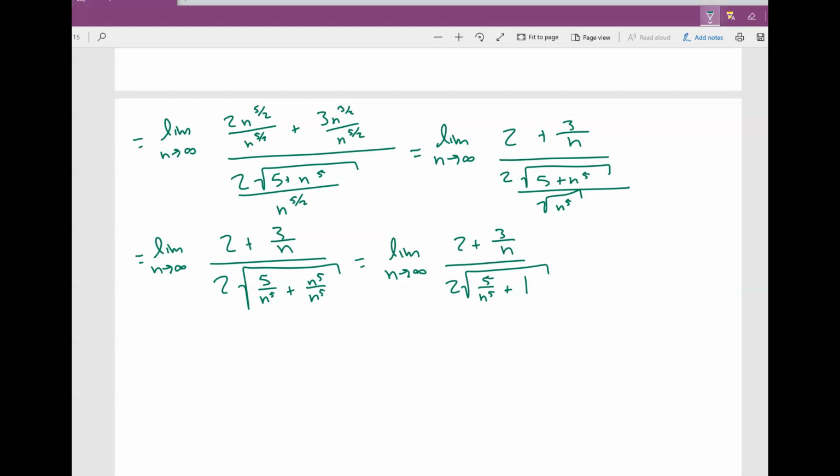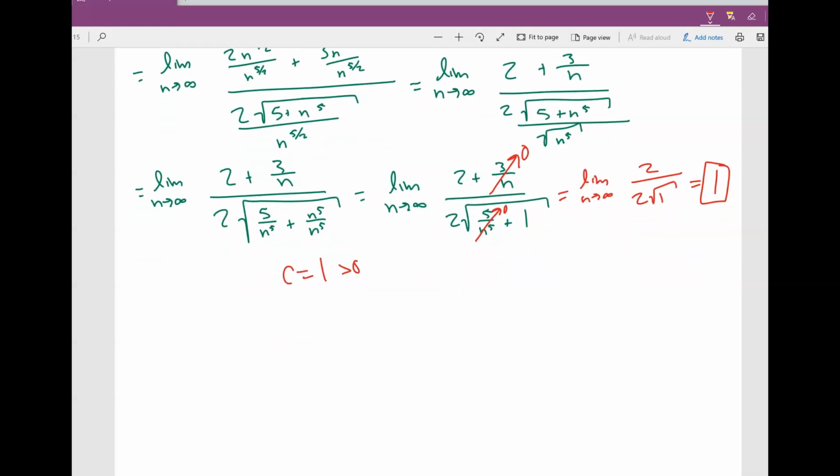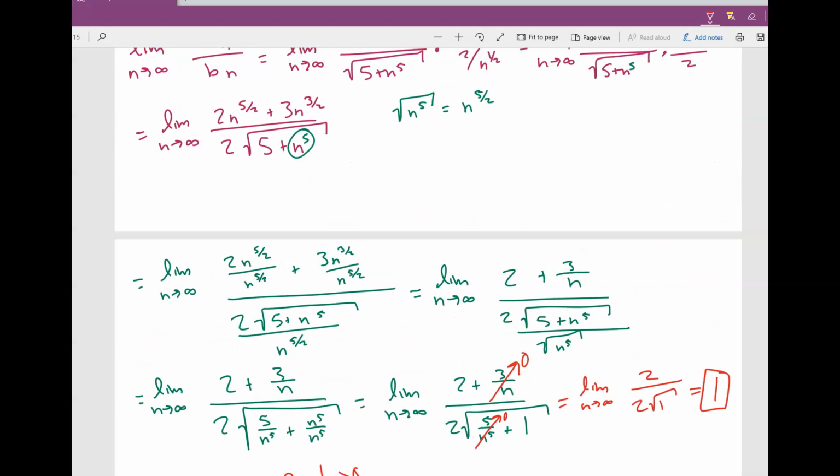Now let me take the limit. This guy is going to go to 0. This guy is also going to go to 0. You're just going to have the limit as n goes to infinity of 2 on the top, 2 on the bottom, and then the square root of 1 on the inside, which in this case is just going to give me 1. 1 is a positive number that's finite. So this limit exists as positive and is finite.